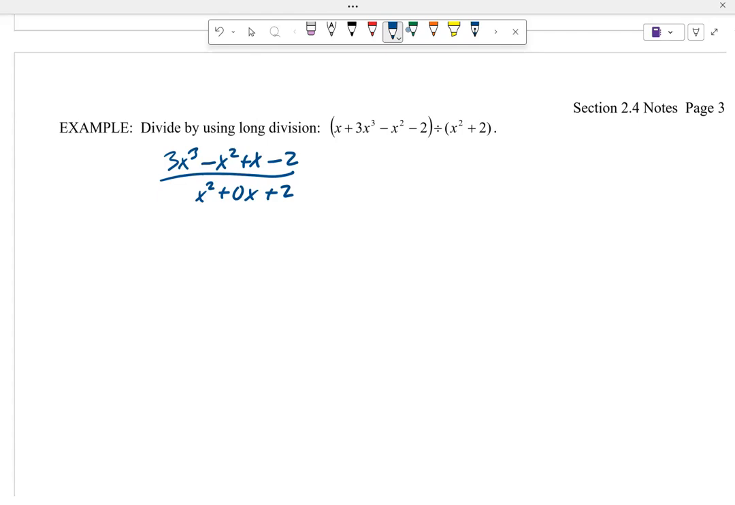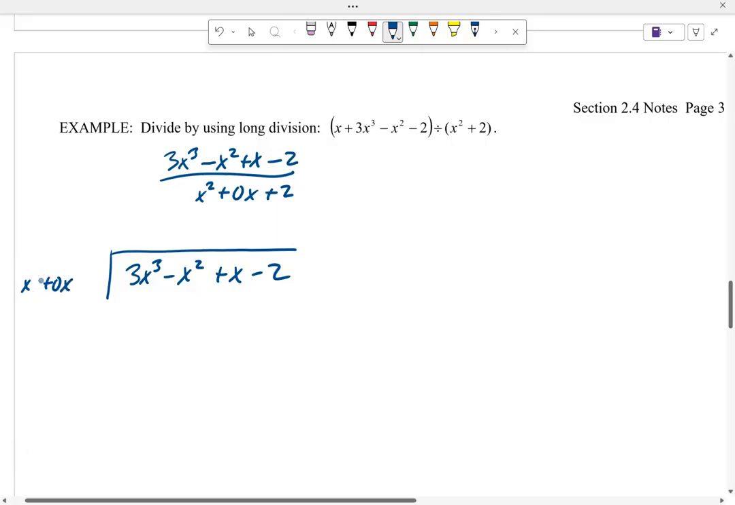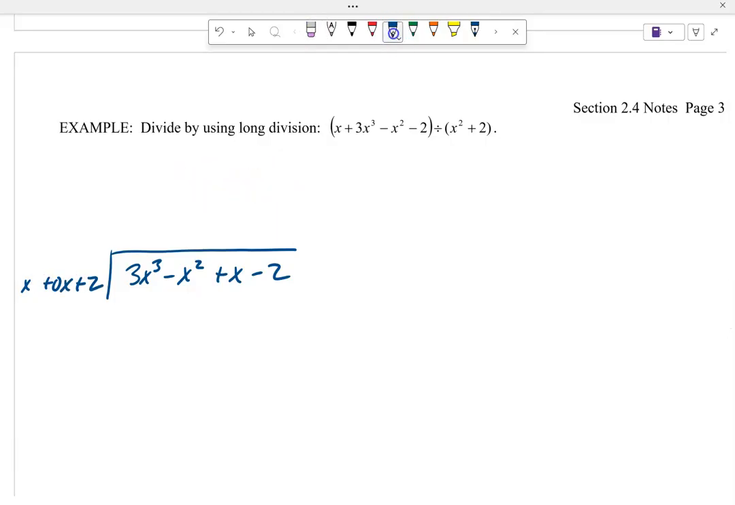So let's go ahead and do it. Let's throw in our 3x cubed minus x squared plus x minus 2 divided by x squared plus 0x plus 2. Again, I like to put the placeholders in. That'll help me.